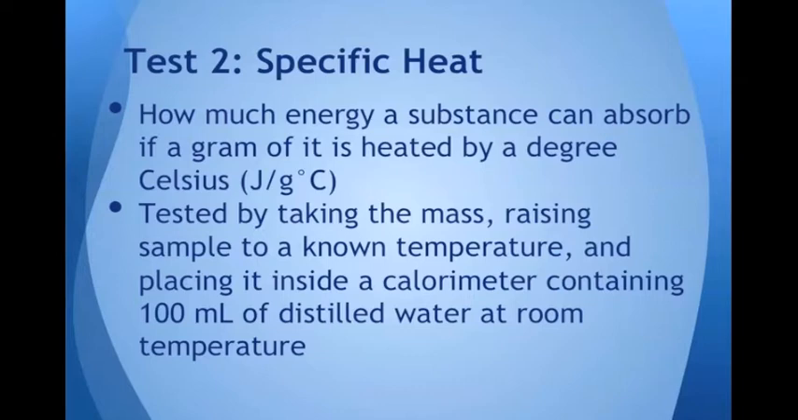Now, the way we tested this was by taking the mass of the substance, we raised its sample to a known temperature by placing it in some boiling water and letting it sit until its temperature reached 100 degrees Celsius, and then we placed it inside a calorimeter containing 100 milliliters of distilled water at a controlled room temperature. We waited until the temperature of that water stabilized, and then we had all the tools we needed, through some quick calculations, to figure out the specific heat.